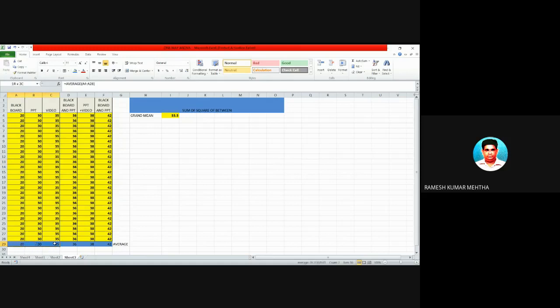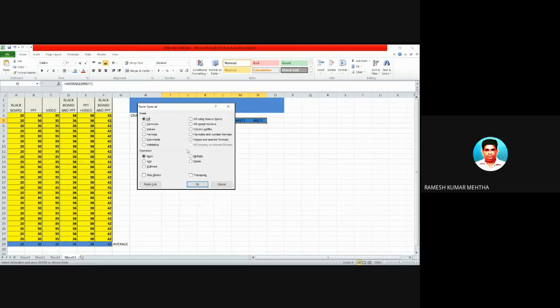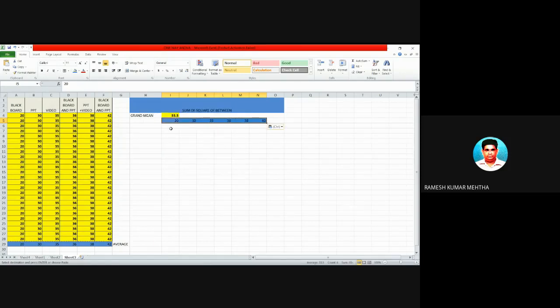What about the average? Let's take the average also. The average of group 1, group 2, group 3 is 20, 20, 30, 35, 36, and the others, as you can see. So I will go for values. This is the average of group 1, group 2, average of group 3, average of group 4, average of group 5, and average of group 6.